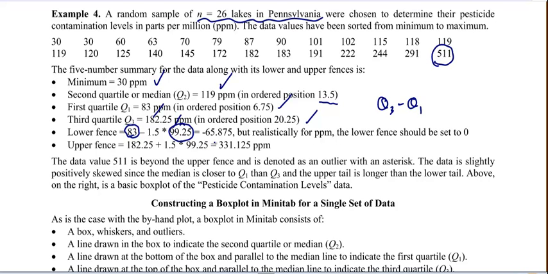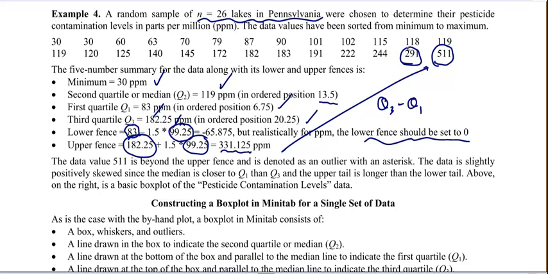And we get a negative value, but realistically we can't have a negative parts per million, so we can go ahead and reset the lower fence at 0. I mean, we want it to be practical. The upper fence is at Q3 plus 1.5 times the IQR, which is 99.25, and this is where our upper fence would sit. So as you notice, the data value 511 is beyond that upper fence, so we would say that's unusual and denote it as an outlier. And 291 is actually the largest data value that's within this upper fence. So our upper whisker is going to extend to 291.